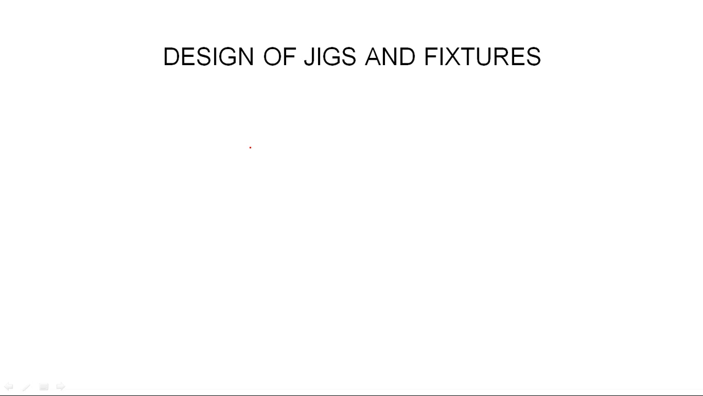Next, now coming to the design of jigs and fixtures. So now you know what jigs and fixtures are, what the purpose of jigs and fixtures is, and when we can use them. Now we have to know the design features of jigs and fixtures, and whenever we design any jigs and fixture, what points we need to keep in mind. So first we need to know what parts are to be designed.